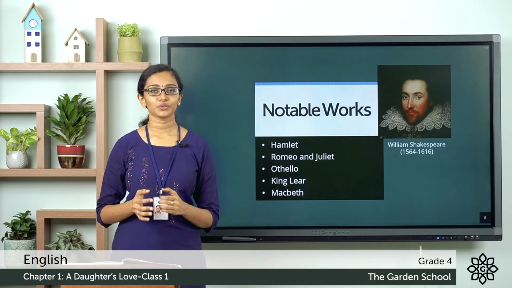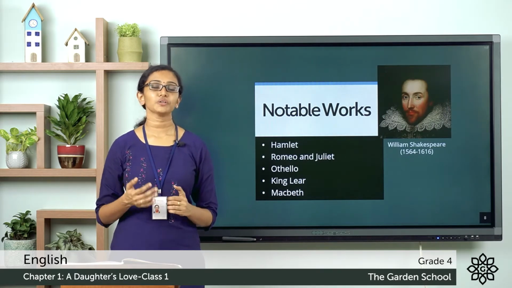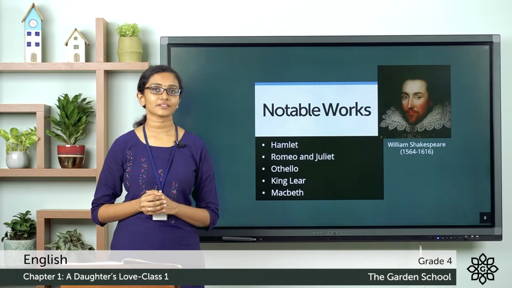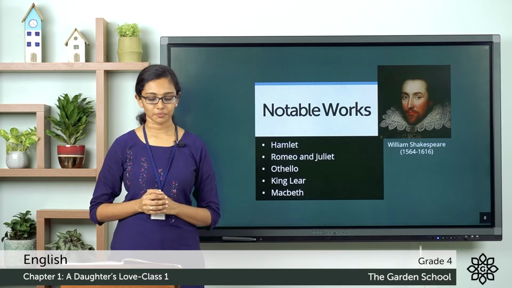What do you feel when you see this picture? What do you feel when you hold your parent's hand? Do you feel that warmth? Do you feel that love? You can write about it in your notebook.